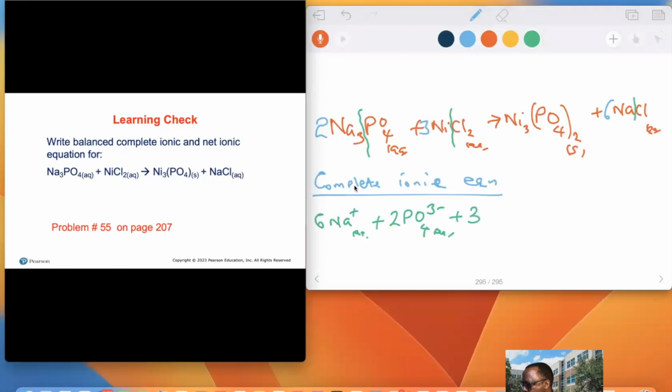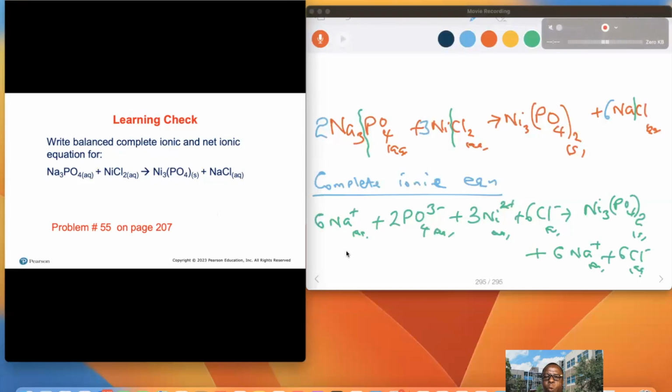Plus 3 nickel 2 ions aqueous plus 6 Cl negative aqueous going to nickel 3 phosphate, PO4 with the 2 there, remember solid, plus 6 Na positive aqueous, 6 chlorine aqueous. So what I have here is the complete ionic equation. I split this, split that, we just leave alone that.